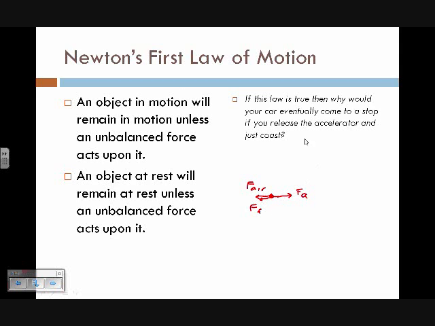But in this example, when you take away the force that we're applying with the accelerator, all you're left with is a force for the air resistance and a force for the friction. So we'll go ahead and write those in. When you only have forces opposing the motion of your car, your car is going to slow down because the acceleration is in this direction, negative to where you're going.